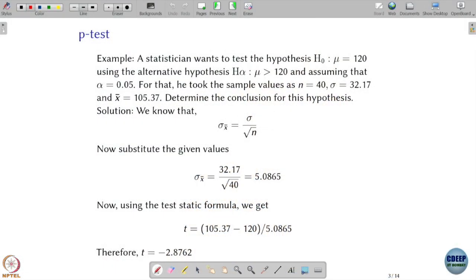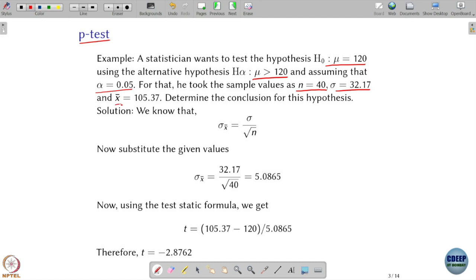So far we have computed the p-value. Before I jump into the t-test, I want to conclude this by looking into an example. Suppose a statistician wants to test the hypothesis that the true population mean is 120, and somebody is challenging him, saying the alternate hypothesis is the one-sided mu being greater than 120. The significance level has been set to 0.05, the number of samples we have is 40, and the variance is taken to be 37.5.